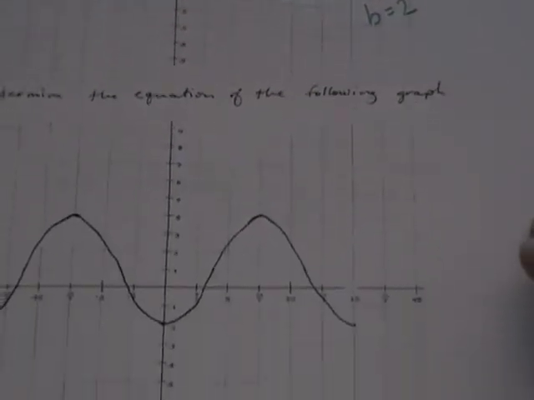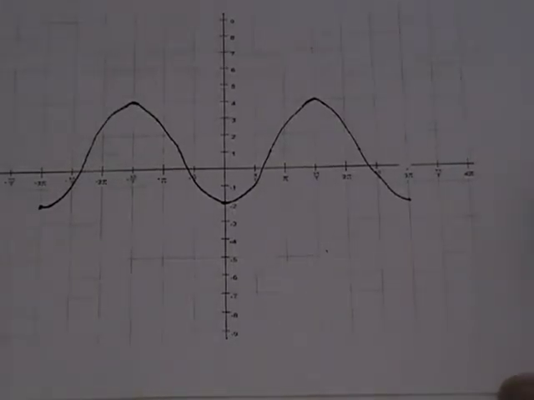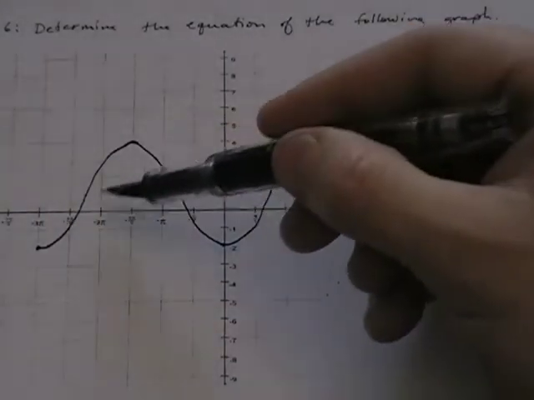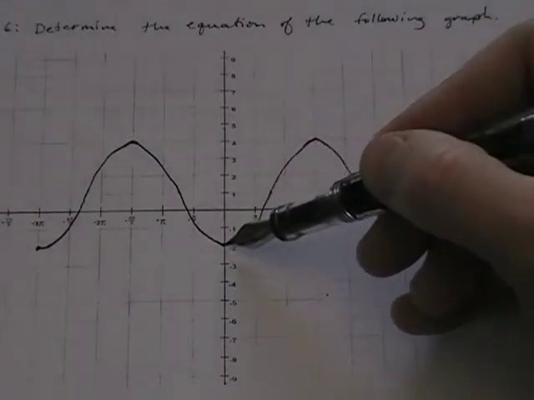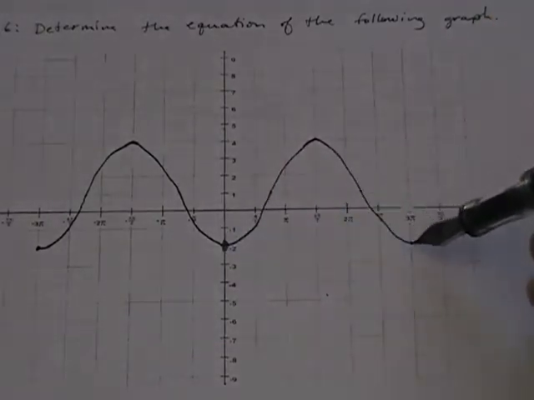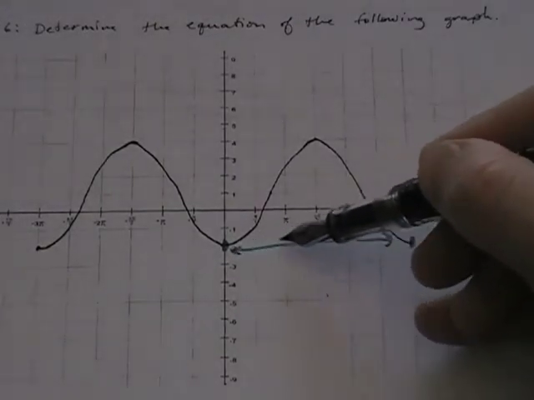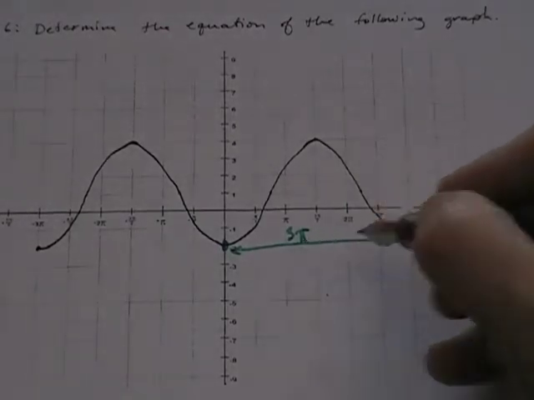How about here? Here's one that we can try to play with a little bit. Again, we've been asked to write the equation of the following graph, and they've given us a couple of cycles here. I kind of look and I say, okay, well, it starts here, it ends here. How long is that cycle? That cycle is 3 pi. 3 pi, that's the period.